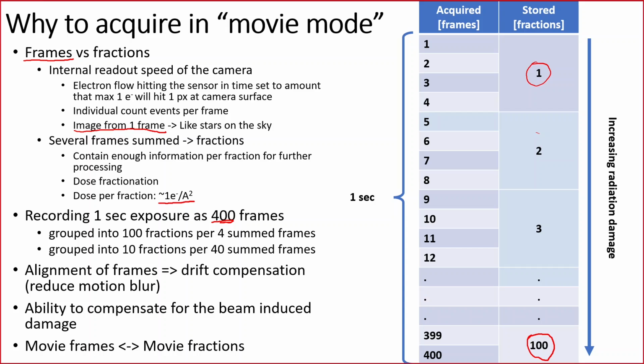And this is where some confusion comes in. Many times you can hear about movie frames, correcting movie frames, dose fractionating movie frames, or you can hear about movie fractions. We rarely use in normal conversation that our movie is fractionated. Therefore, many people are more used to movie frames, but these frames in the stored movie are actually fractions. So they should be properly named movie fractions.